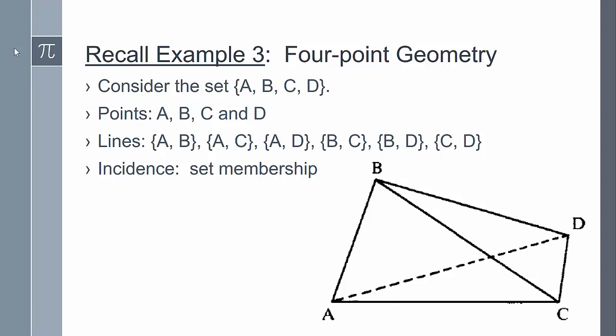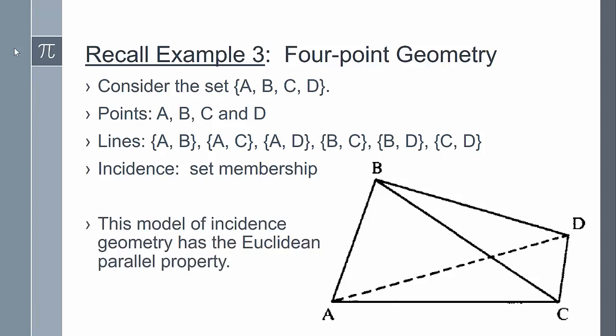Recall from our last lecture, we looked at this example of 4-point geometry. It's a finite geometry with only 4 points, A, B, C, D, and the lines were subsets containing exactly 2 of the points. There are 6 lines, and we said that incidence was defined as set membership. So for example, point A is on the line which is the set containing A and B, and so on. Below, we see a visual representation of this 4-point geometry.